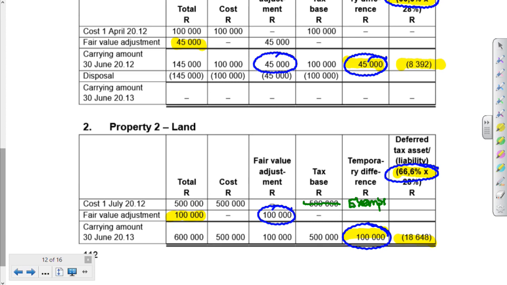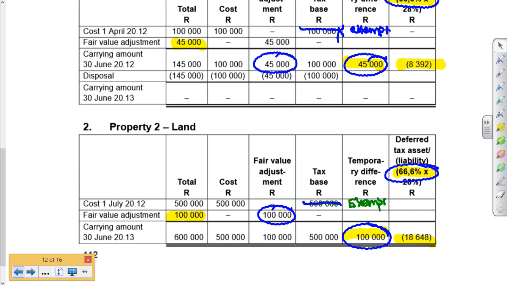Yeah. They record the initial cost of the land as a tax base, but it's not a tax base, right? The initial cost of land is not a tax base. The tax base is 0, and the difference is actually an exempt difference. It's not that there's no temporary difference. There is a difference, but it's an exempt difference, and there is no tax base. So that would be a more correct way to show it.